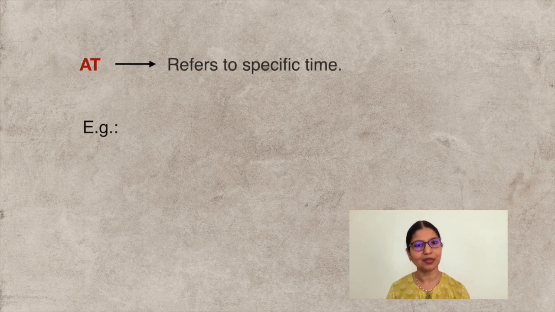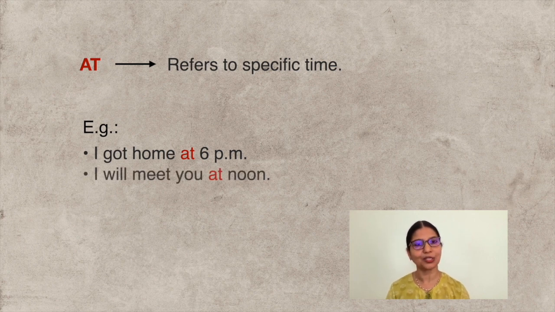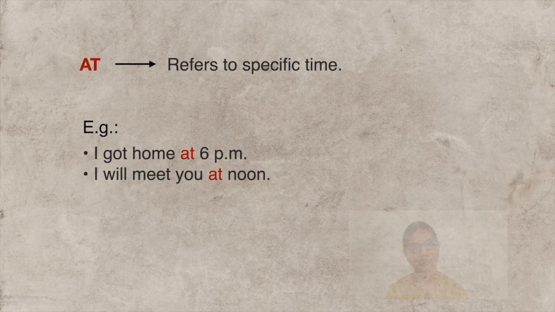When referring to a specific time, we use the preposition at. For example, I got home at 6 p.m. I will meet you at noon. A word of caution here, though: for the other parts of the day we use in, but for midnight and noon we have to use at. That's because it's a very short period of time. When the clock strikes 12, it's midnight or noon. Hence we have to use the preposition at.